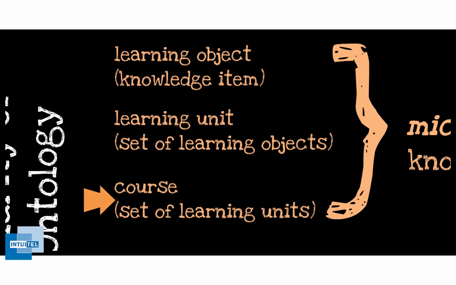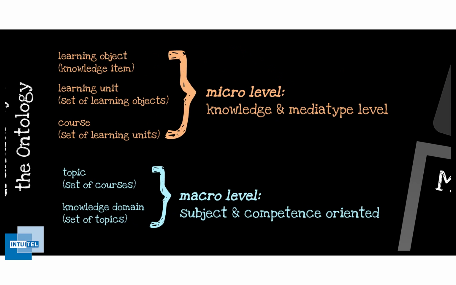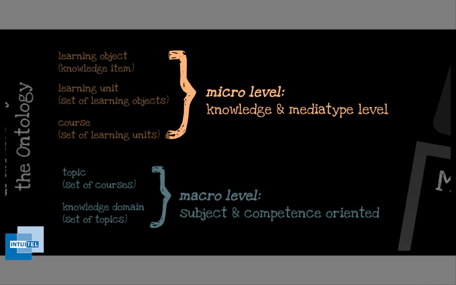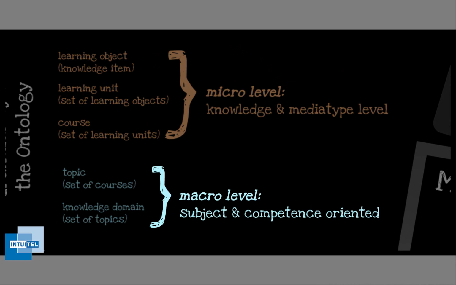The third level represents courses enclosing sets of learning units. The fourth level contains topics, which are sets of courses. And finally, the highest, most abstract level represents knowledge domains comprising sets of topics. We call level 1 to 3 the micro level, also called the knowledge and media type level. The highest two levels belong to the macro level, also called the subject and competence level.